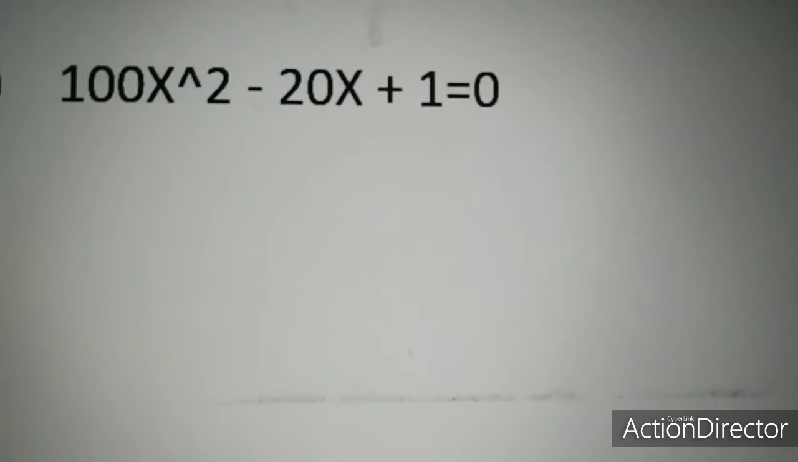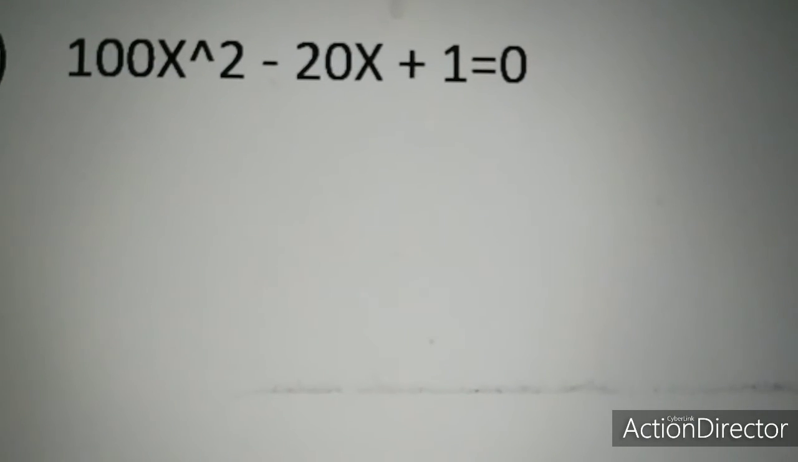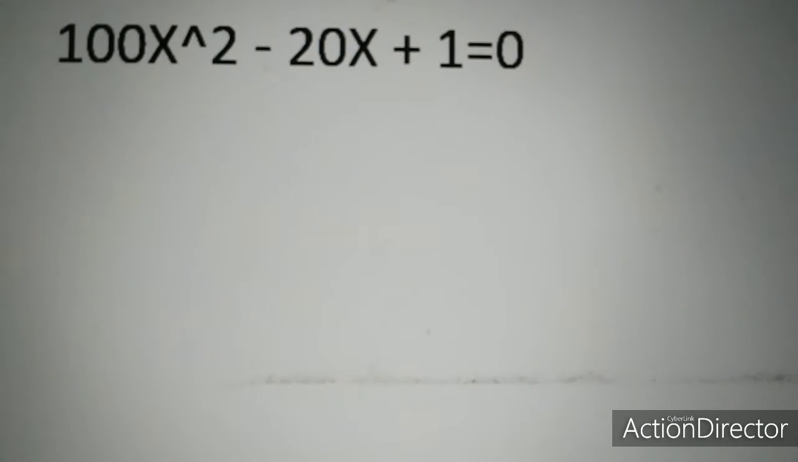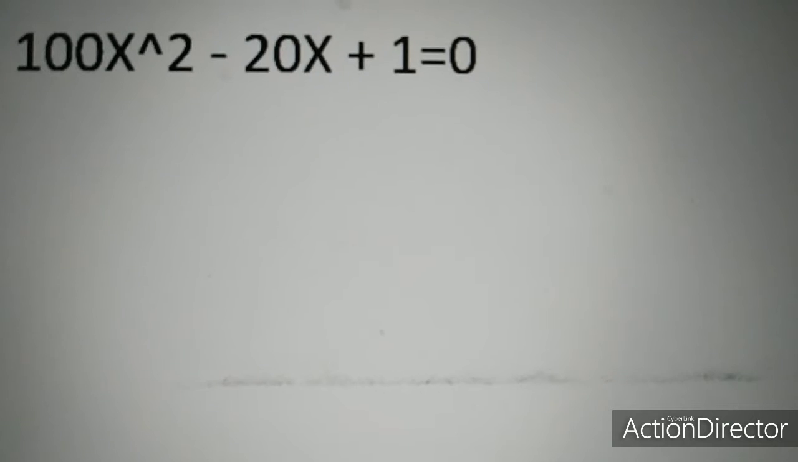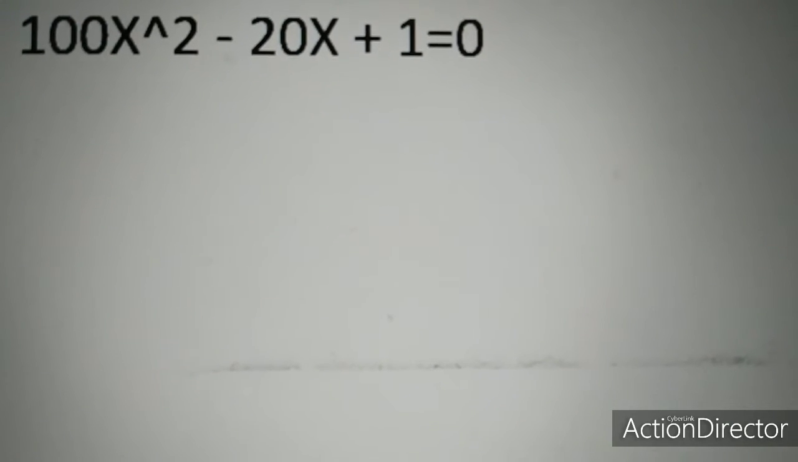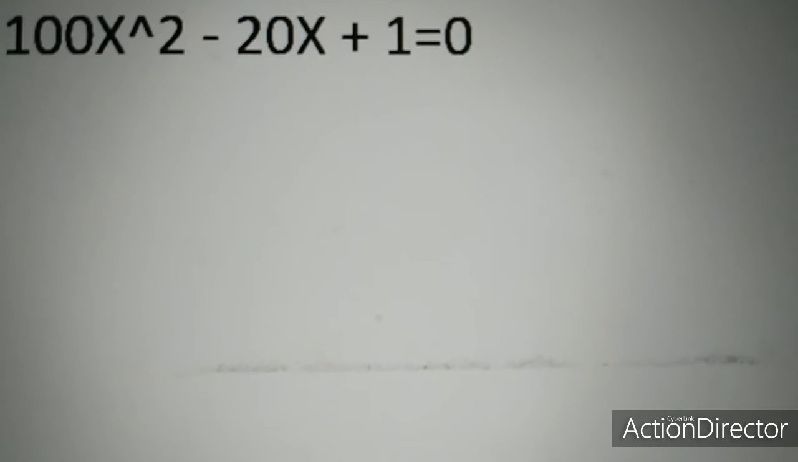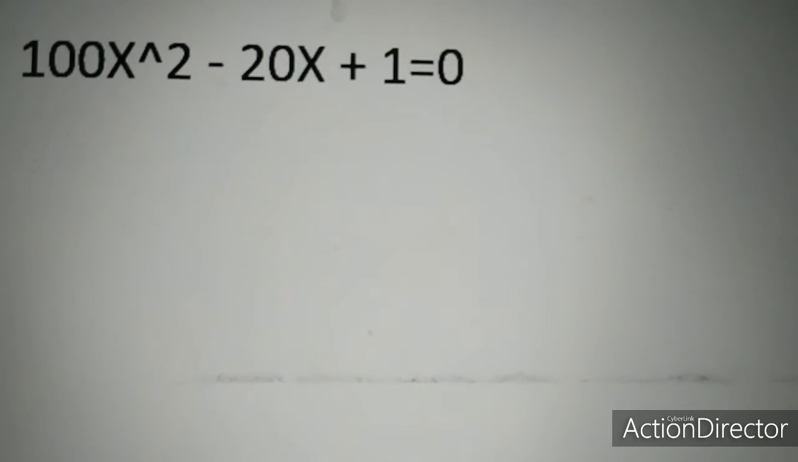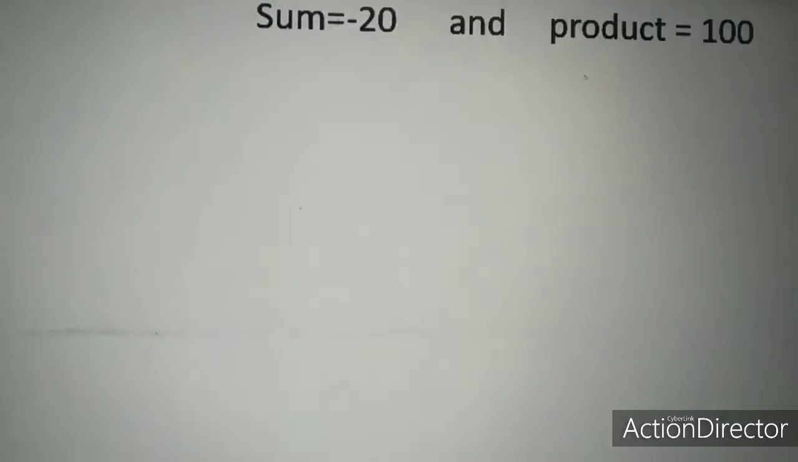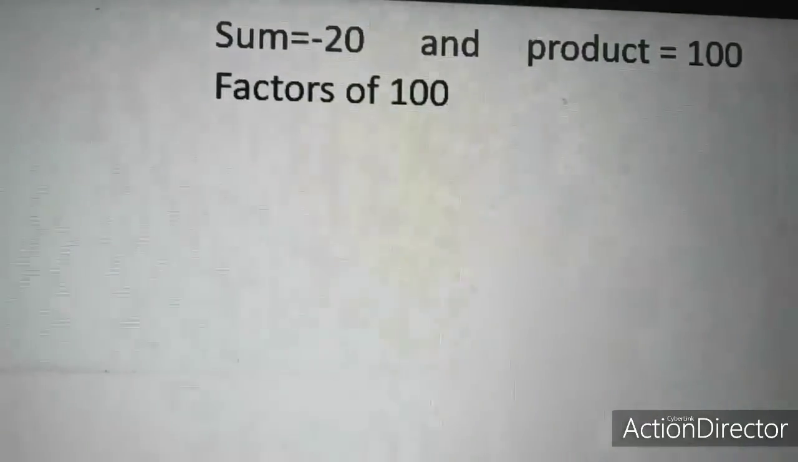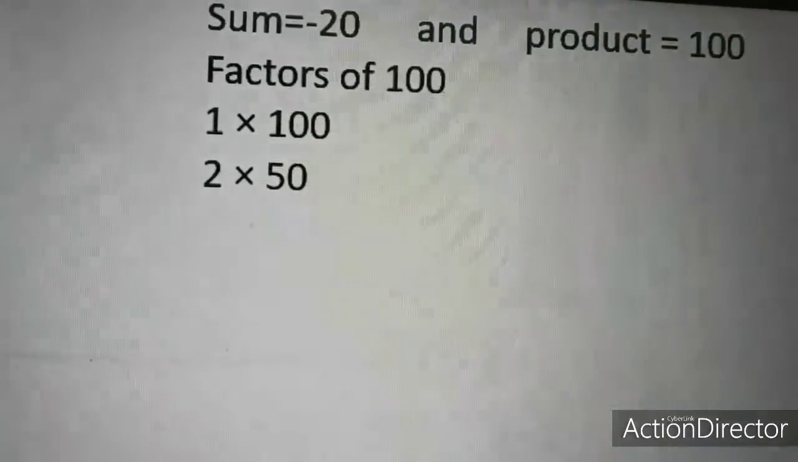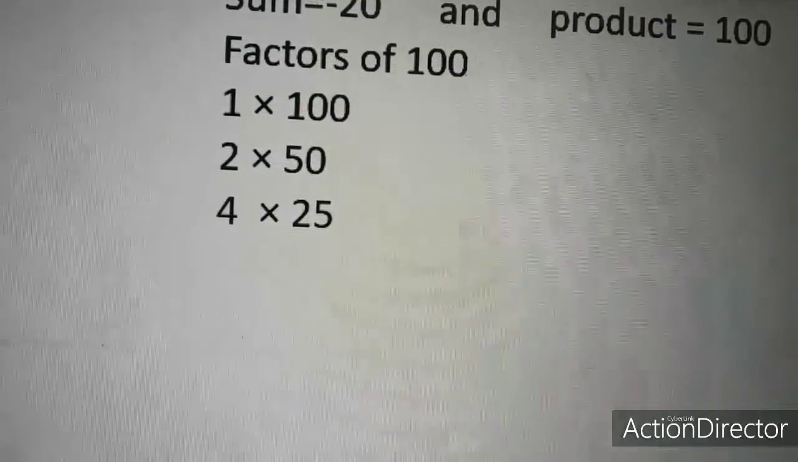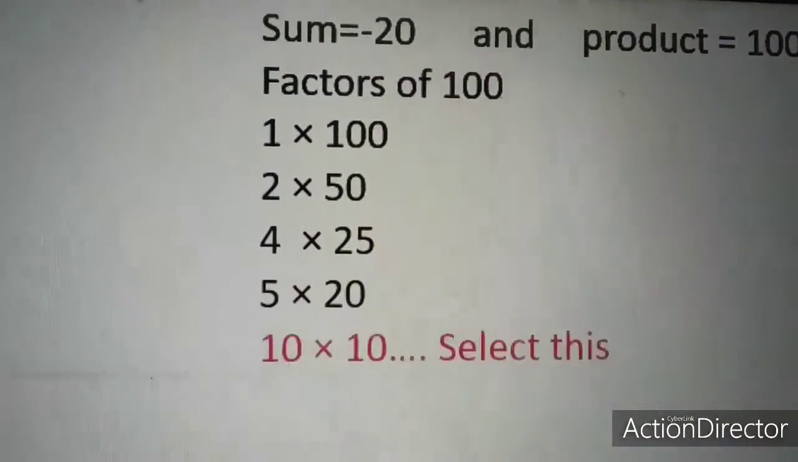Now let us move on to the last sum. 100x square minus 20x plus 1 equal to 0. A is 100, B is minus 20 and C is 1. So my middle term S is equal to minus 20, that is the sum, and the product will be A into C, that is 100 into 1 will be equal to 100. I am writing it over here and writing the factors of 100. 1 into 100, 2 into 50, 4 into 25, 5 into 20 and 10 into 10.